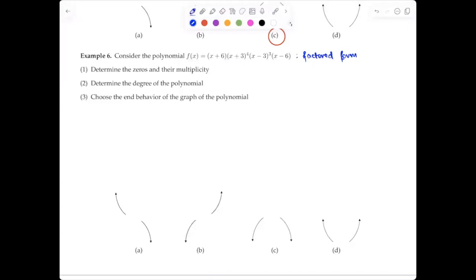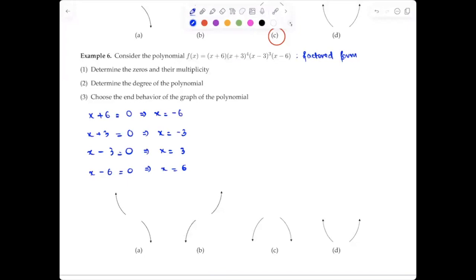Okay, so there are four factors in this polynomial function: x plus 6, x plus 3, x minus 3, and x minus 6. For each factor, I'm going to set it equal to 0 to solve for the value of x. Those are the zeros of the function. So x plus 6 equal to 0 implies that x equals negative 6. x plus 3 equal to 0 implies that x equals negative 3. x minus 3 equal to 0 implies that x equals 3. And when x minus 6 equals 0, you get x equals 6.